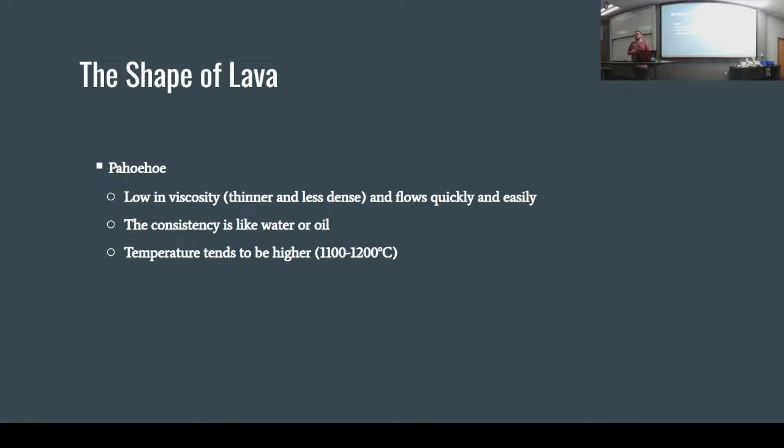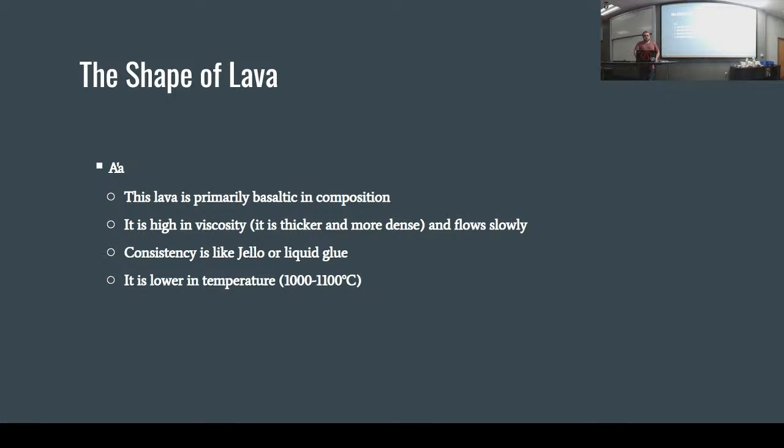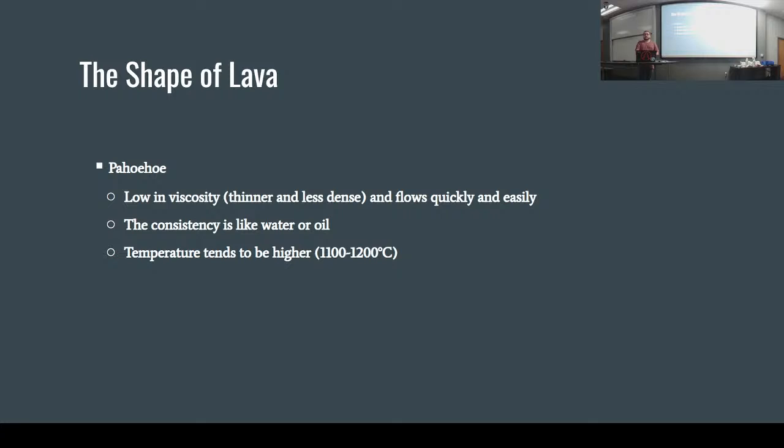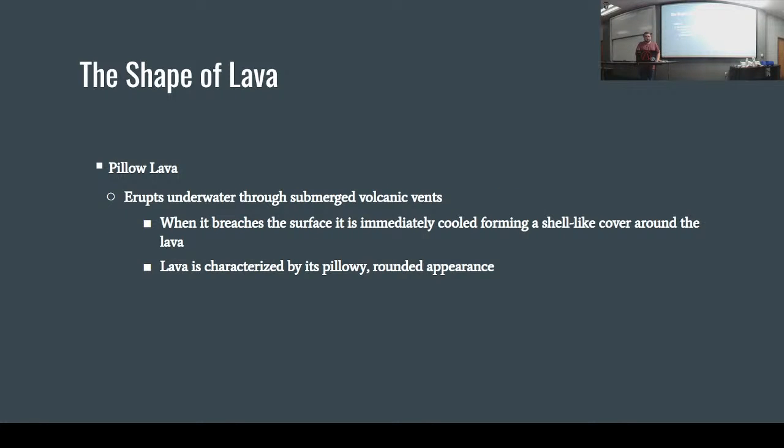Sometimes it's not only the composition that makes lava more or less viscous, it's also the temperature. So depending on if it's primarily basaltic, or if it's Pahoehoe and it's supposed to be more viscous, depending on the temperature, it's going to be more or less so. But these classifications mostly hit things on the head.